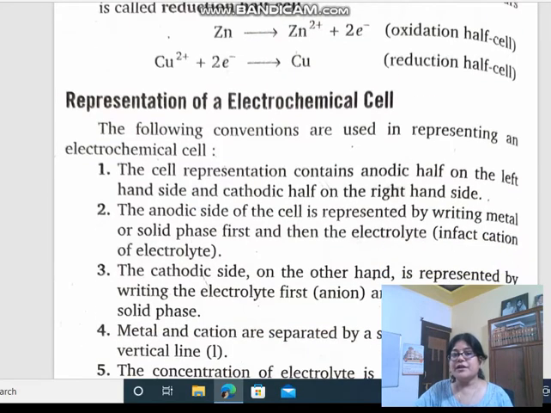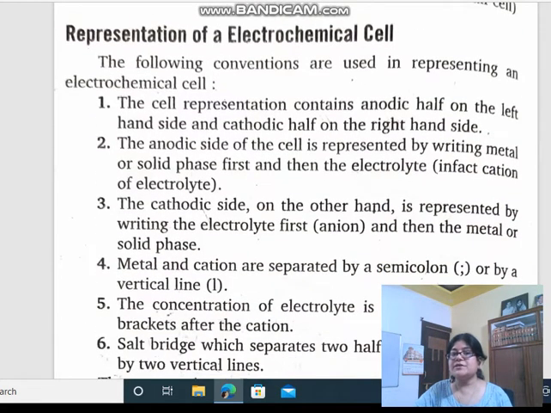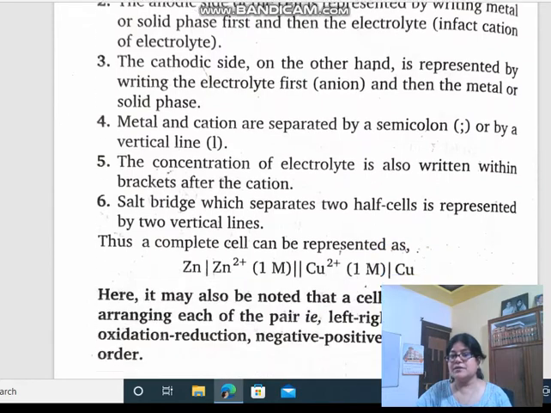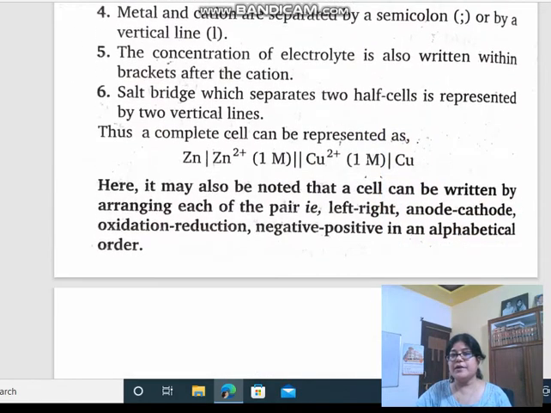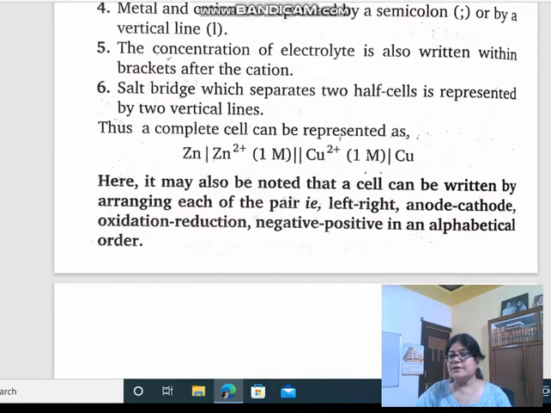Now we know what is electrochemical cell, what is the device, and what is the figure of that. Now we learn how to represent an electrochemical cell. So this is the complete representation of an electrochemical cell. Here you can see that this is zinc metal, and Zn2 plus, this is zinc ion. That means we write metals and then ions. Now 1 molar, molarity, this is the concentration. That means concentrations are also written over here.